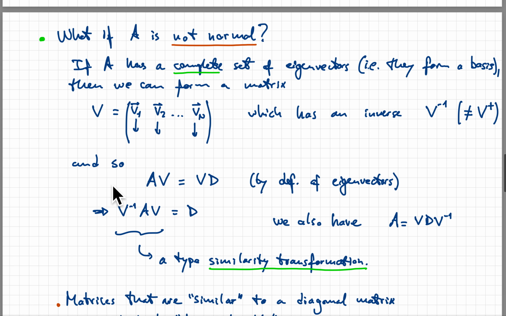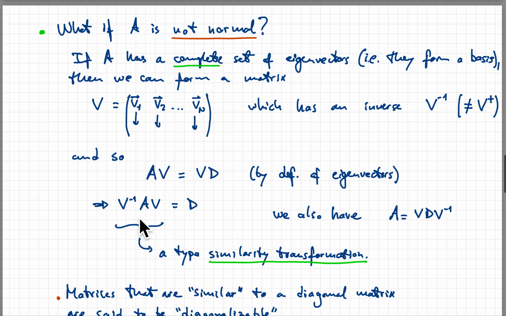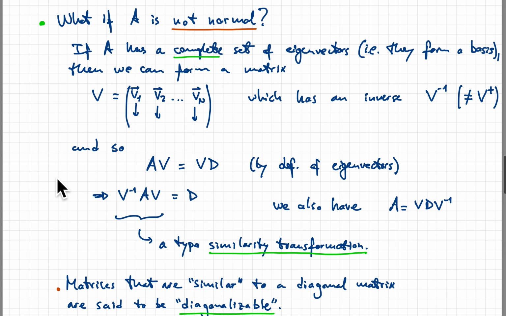If we multiply by V inverse on both sides of this equation, then we have V inverse A V equals D. This is another way to accomplish diagonalization of the matrix in the more general case where the matrix may not be normal, but has a complete set of eigenvectors. In the same way as before, we can sandwich between V and V inverse and rewrite a spectral decomposition type of identity where A is V D V inverse. This type of transformation, sandwiching between a matrix and its inverse, is what we call a similarity transformation.